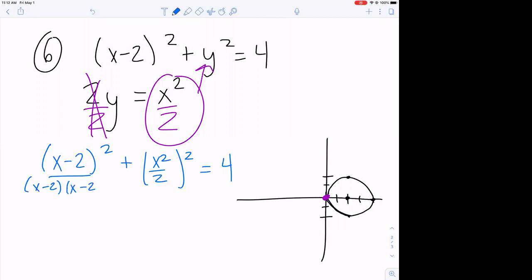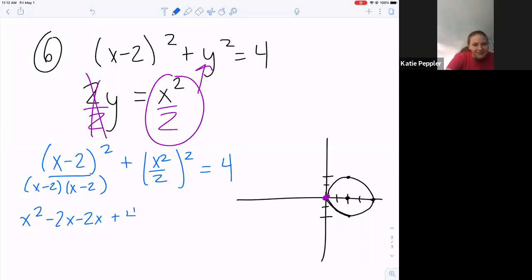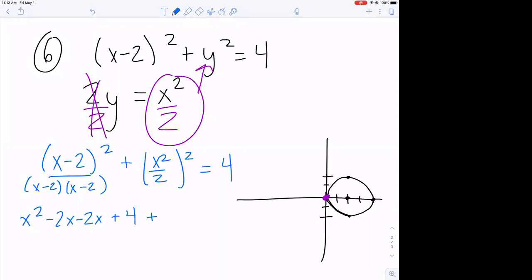Okay. So x times x is x squared, -2x, -2x, and what's -2 times -2? 4. Thanks. Just making sure you're good. Your math skills are still there. Thanks, Katie. And then the next part, we just can square both. That's one of our exponent properties, right? So it's x to the 4th over 4 equals 4.